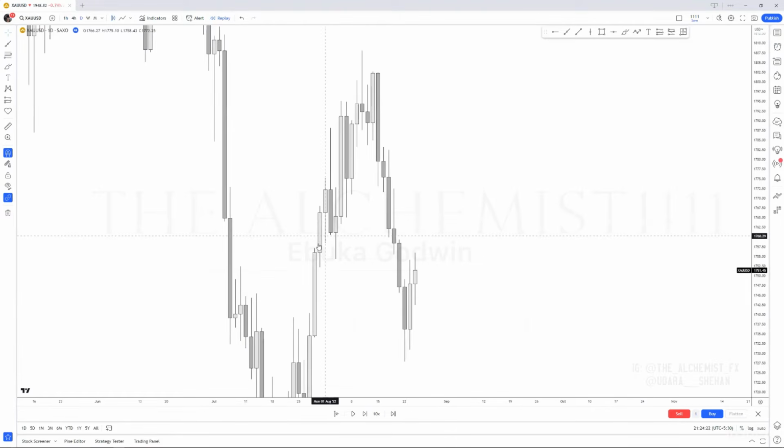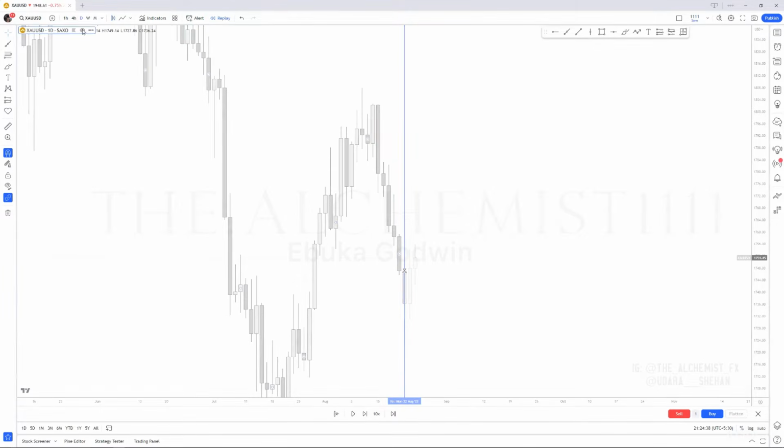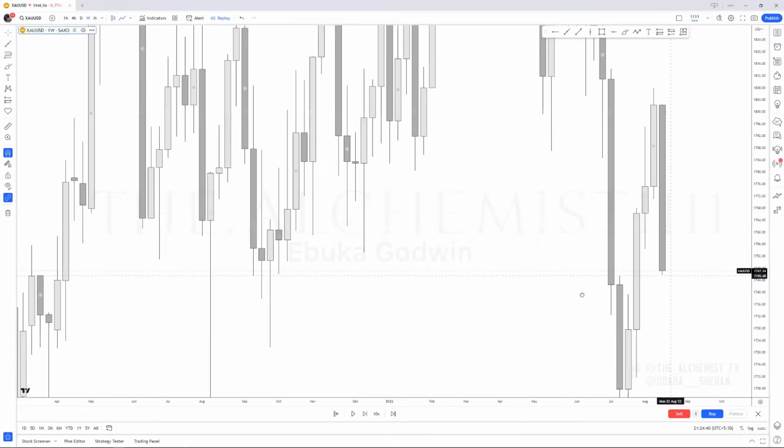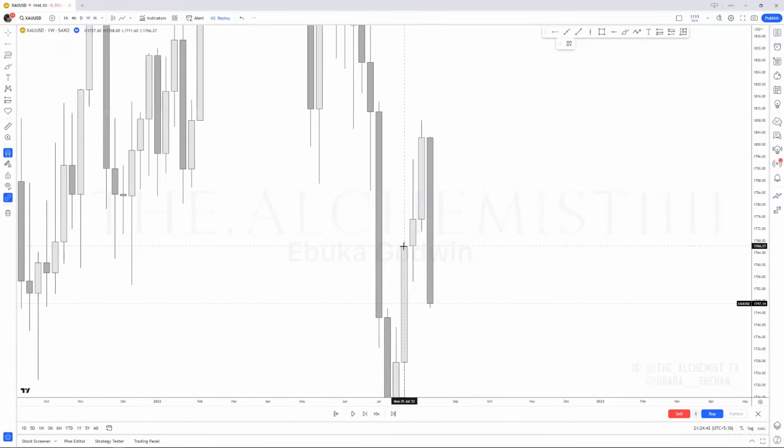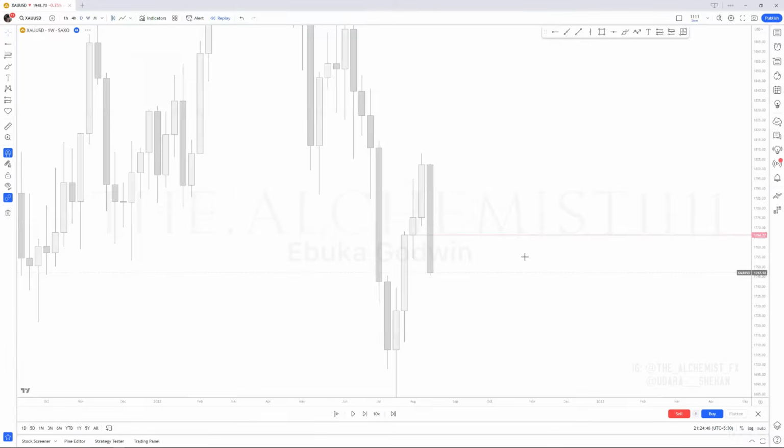Now you might be confused, right? Why do we have so many zones here? We have this, we have this, we have this. The best thing you should do is know how to filter them out. That is why we do the multi-time frame analysis. If I put it here at the start of the week, what did we have? We have this support that was broken, right? Open close on the weekly.